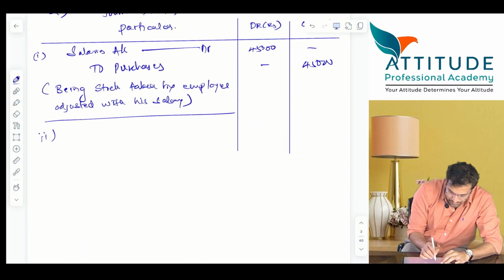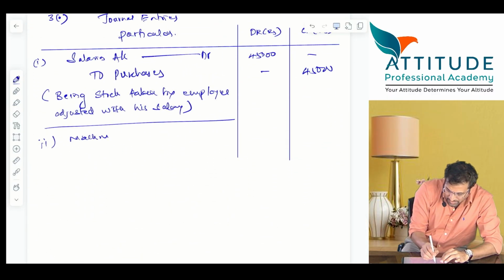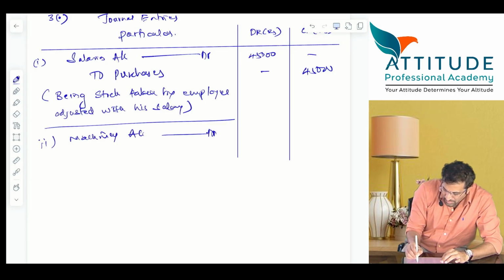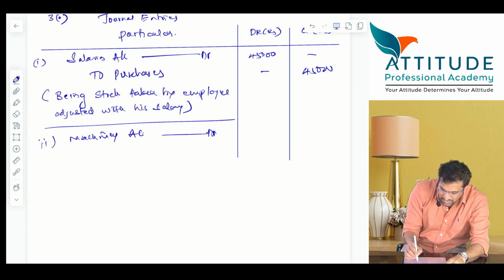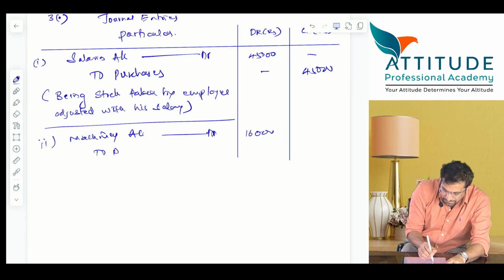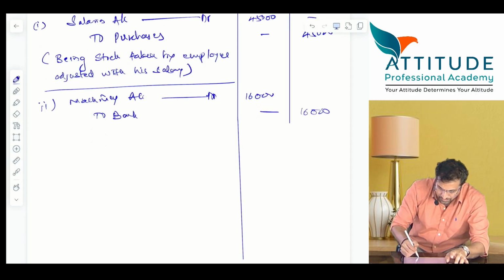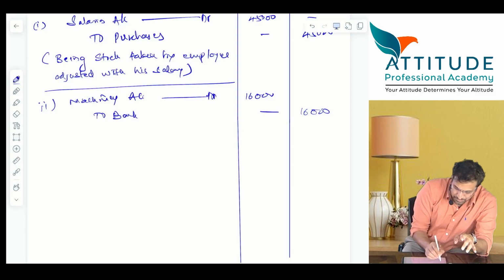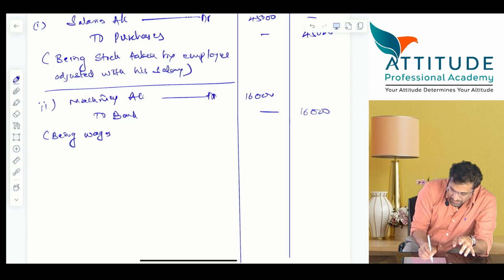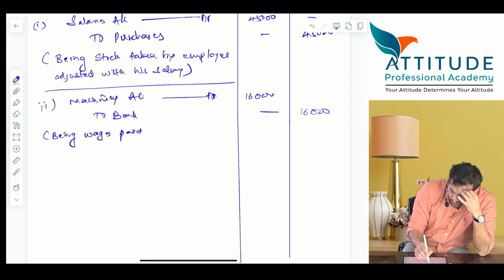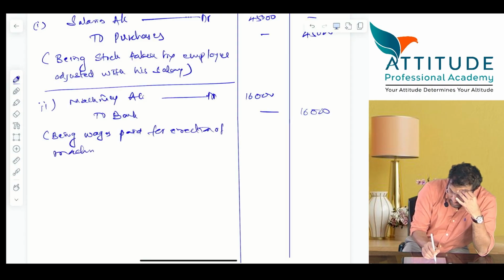Is that clear? एंट्री बोलो. Machinery account debit. Fast. Machinery account debit, कितना है amount? 16,000 to bank. 16,000. Narration. Being wages paid for erection of machinery, debited to machinery account.